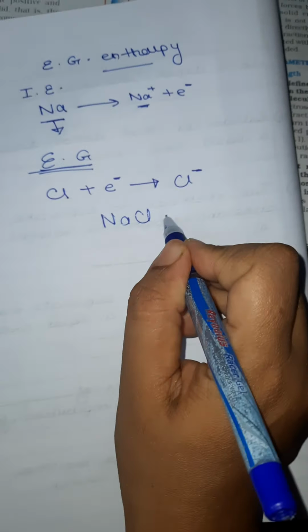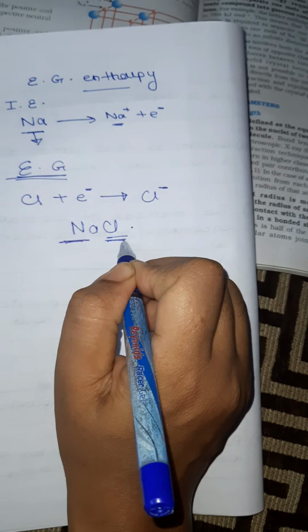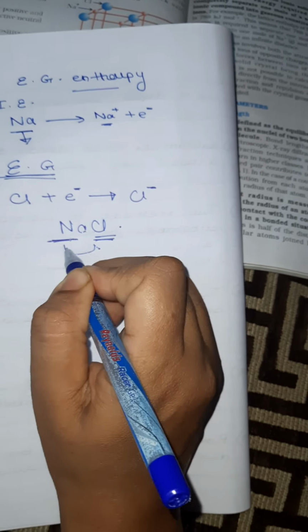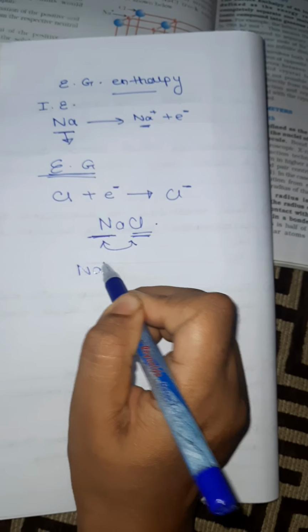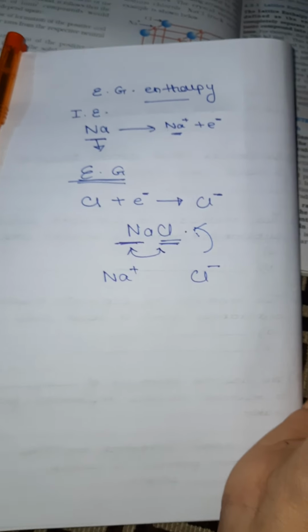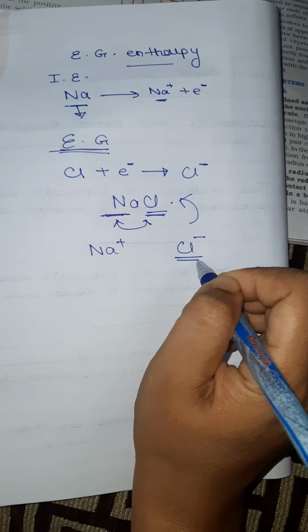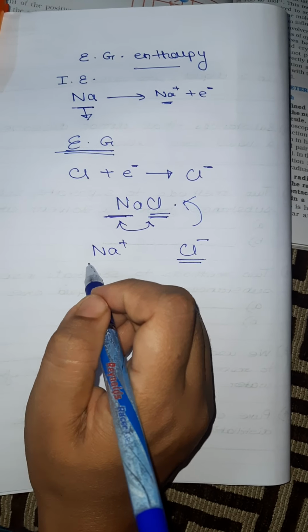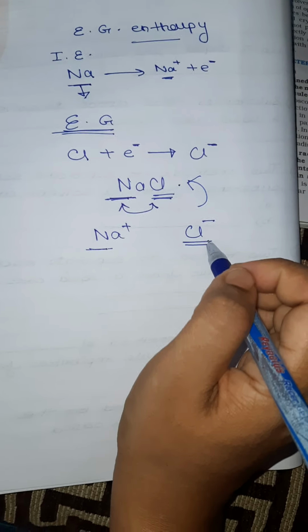What I am trying to explain to all of you is, if you are forming a compound of sodium chloride, then until and unless the ionization enthalpy of sodium and the electron gain enthalpy of chlorine is almost equal, you will not be able to bring the sodium cation and the chloride ion closer to form sodium chloride. That means the electron gain enthalpy of chlorine must be very, very similar to the ionization enthalpy of sodium. Only then sodium chloride compound will be formed. That is your first criteria.